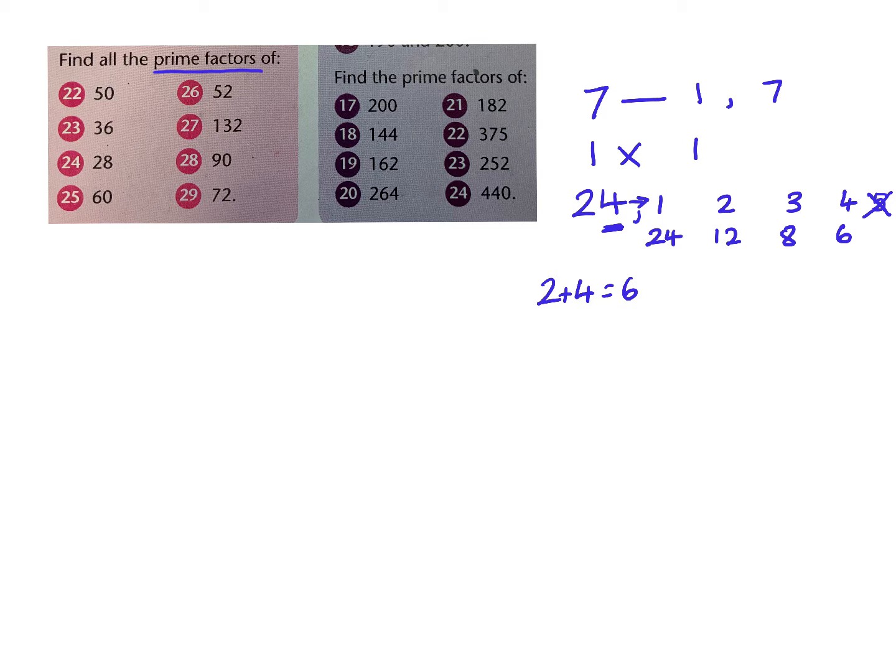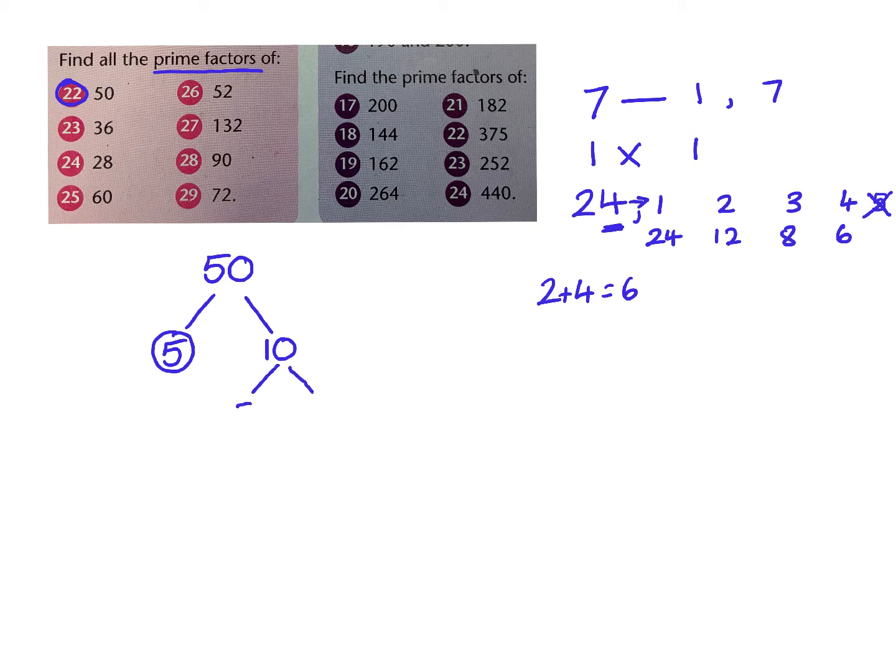So let's look at this number, question 22, 50. You need to find two numbers that multiply together to make 50. So I'm going to use 5 and 10. Now I'm going to look at my two numbers and look for prime numbers. And 5 is a prime number, so I'm going to stop and circle that number there. 10 is not a prime number. 10 is composite.